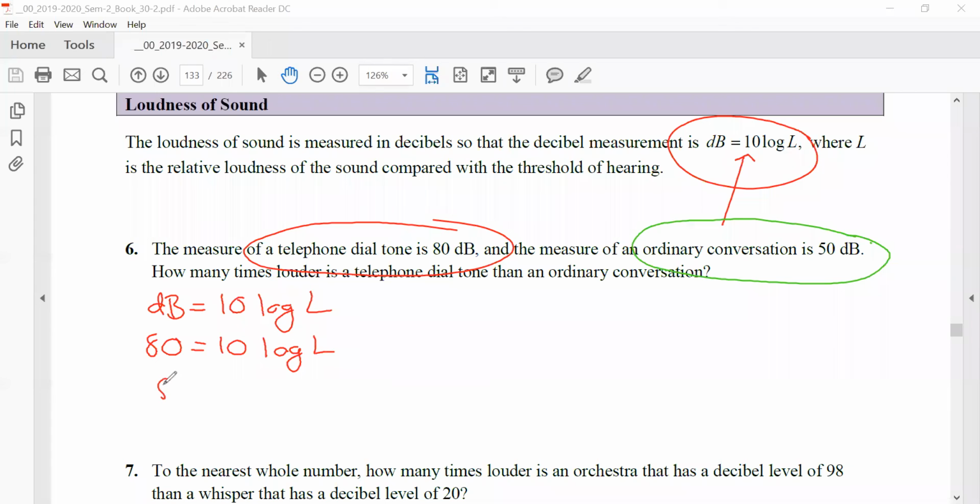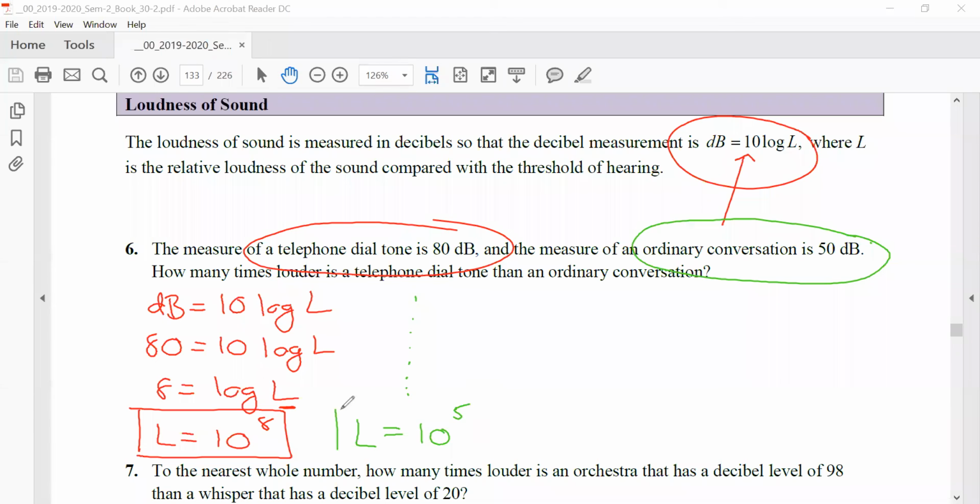I'm going to divide both sides by 10. And I want to know how many times louder. So guess what? That's my unknown right there. So I'm going to convert this to an exponential. Okay? Do the same thing for ordinary conversation. So I'm going to just, again, skip a few steps. I think you've got that figured out by now. Again, if that was a written test, I probably wouldn't do that. Okay? So now, how many times louder?